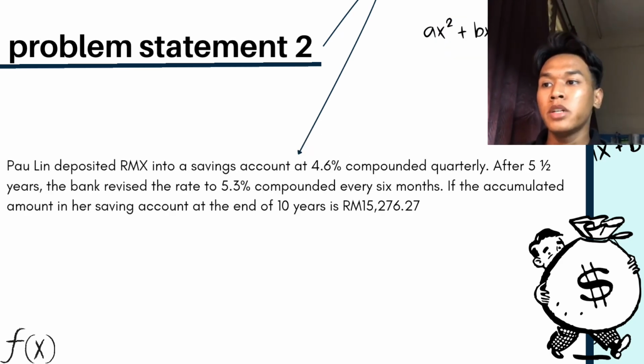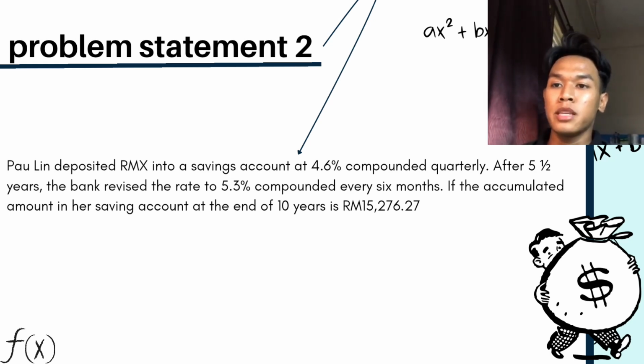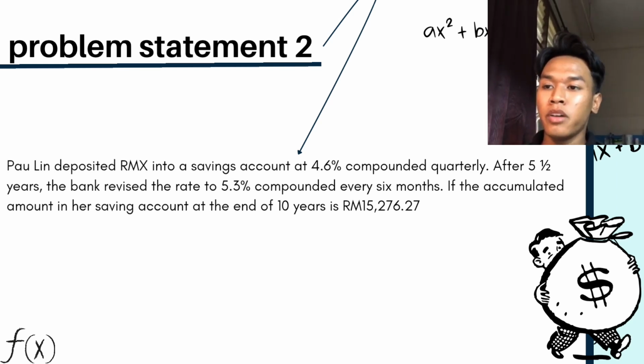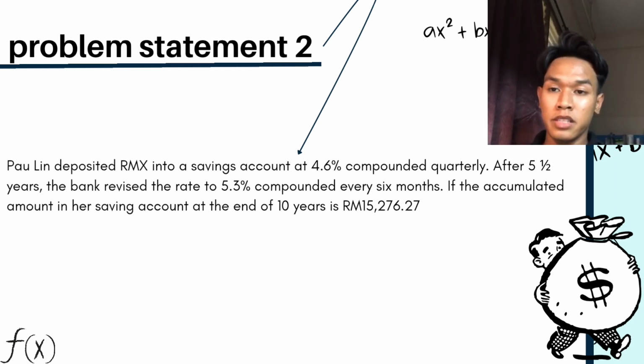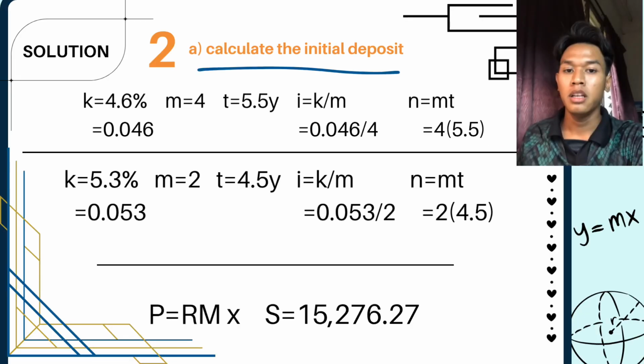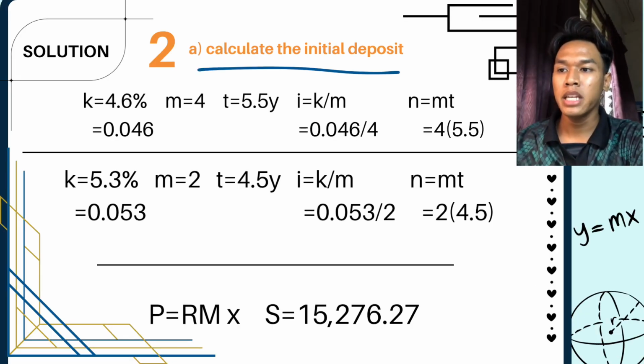Problem statement 2: Howling deposits RMS into a savings account at 4.6% compounded continually. After 5.5 years, the bank revised the rate to 5.3% compounded every 6 months. If the accumulated amount in her savings account at the end of 10 years is 15,276.27 ringgit, question 2A: calculate the initial deposit.